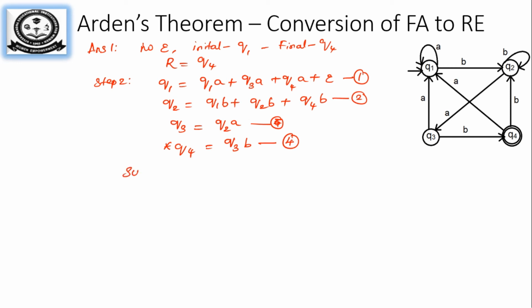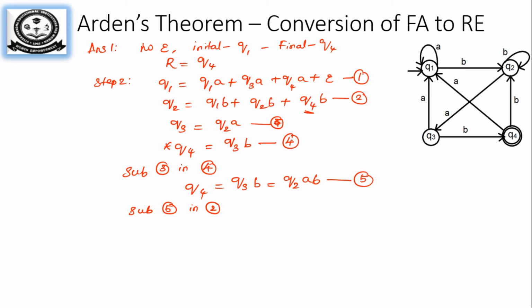So what I'm going to do here is substitute 3 in 4. Okay. So Q4 is equal to Q3 of B. So instead of Q3, I'm going to write Q2AB. Let us name this equation as number 5. So Q4 needs Q2. Okay. So now you'll minimize Q2. What I'm going to do here is substitute the value of Q4 in equation number 2, because Q4 is there in Q2. So we'll substitute 5 in the second equation.